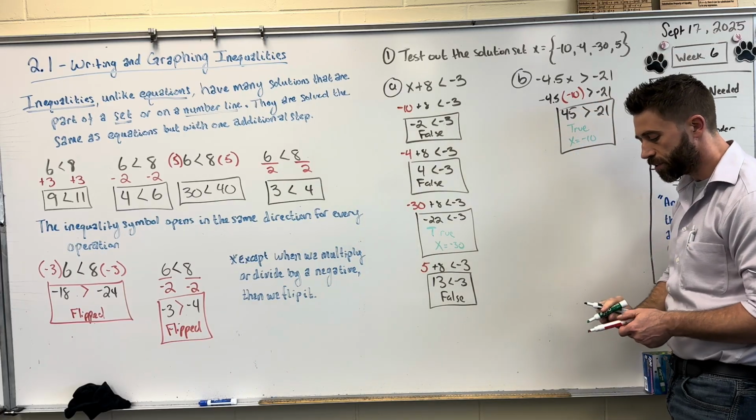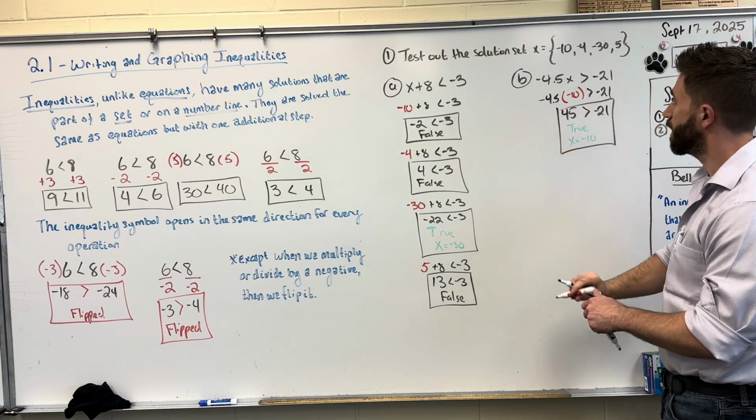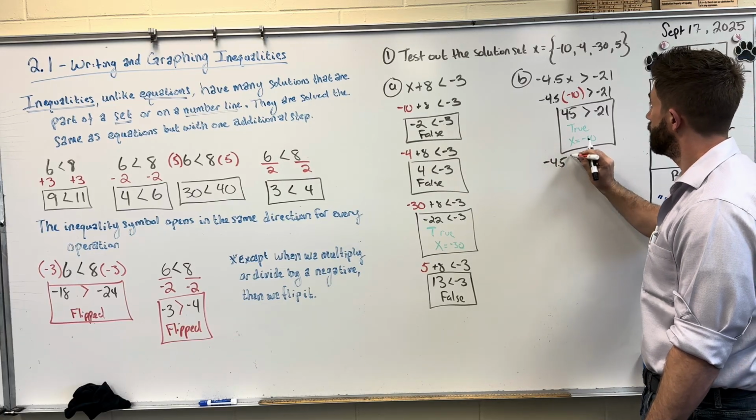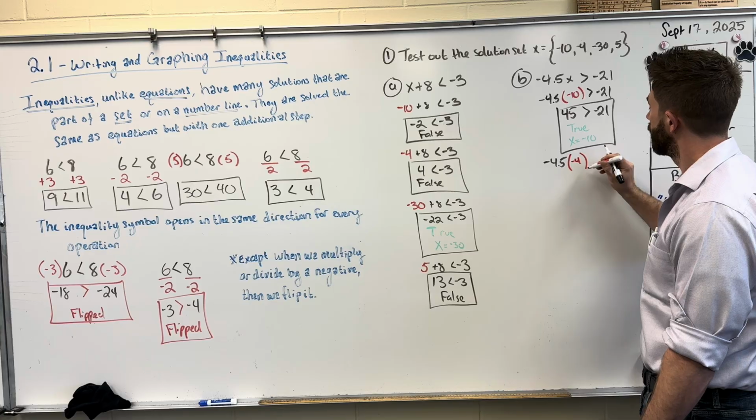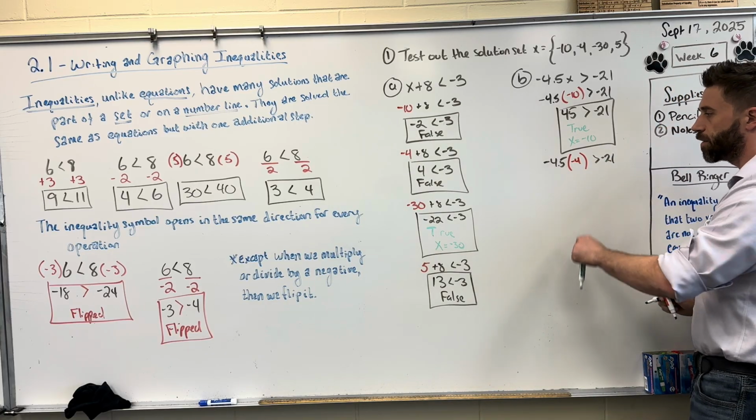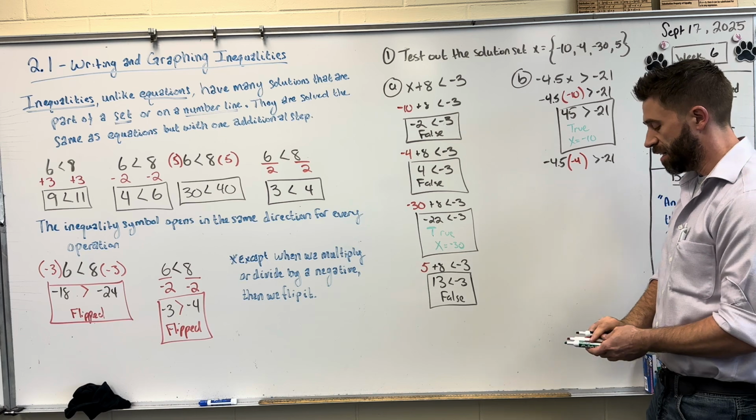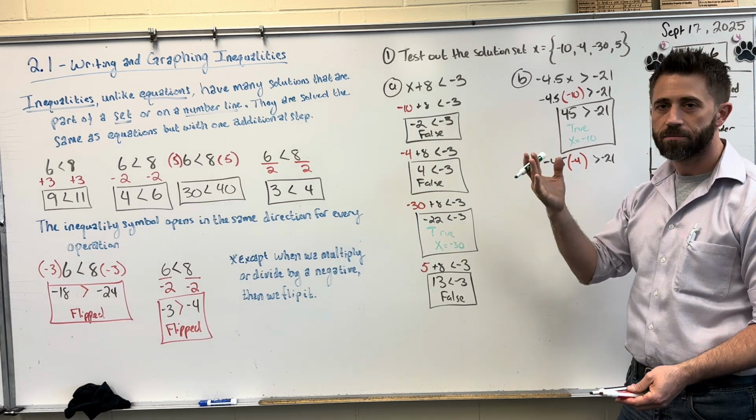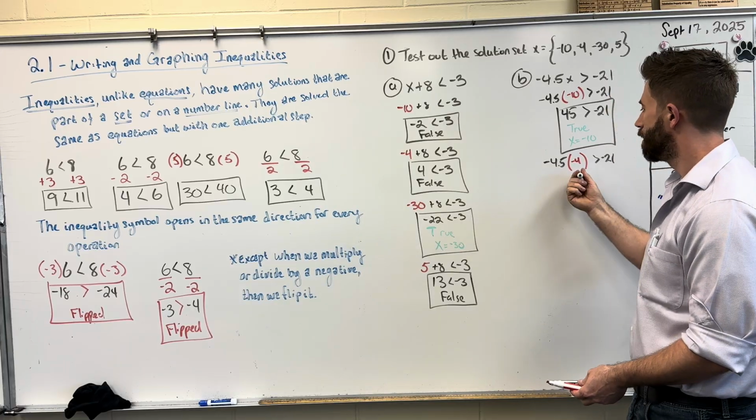Awesome, so we're off to a good start. Let's go ahead and try the next one. So I have negative 4.5 times, in this case, negative 4 is greater than negative 21. Now, if you don't have a calculator, you can't solve this one. So let's go ahead and pull out the other calculator you have. It's your hand, okay? So let's go ahead and do that.